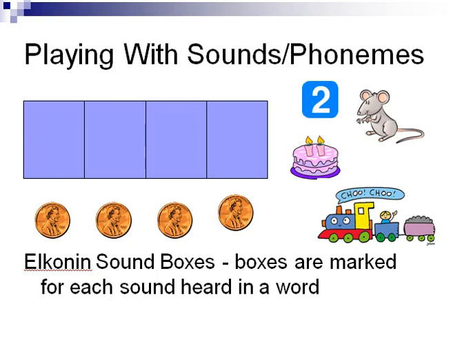David Elkonin created these boxes, and they are a tried and true method to give a visual representation to sounds or phonemes. As students stretch out a word to hear and isolate the individual sounds, they move a penny up into a box for each sound they hear. They would move up 2 pennies for the number 2. They would push up 3 pennies for cake and mouse, and 4 pennies for train.